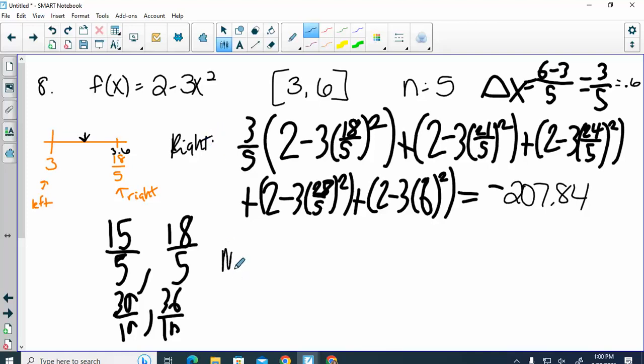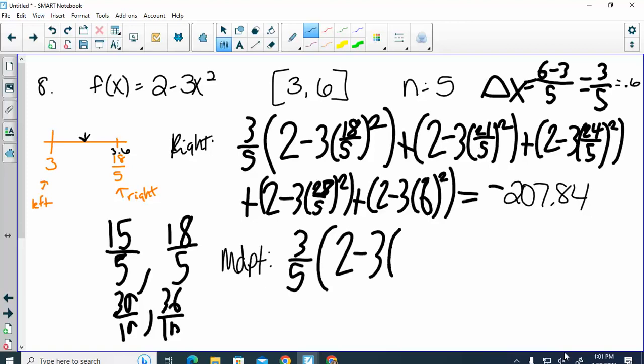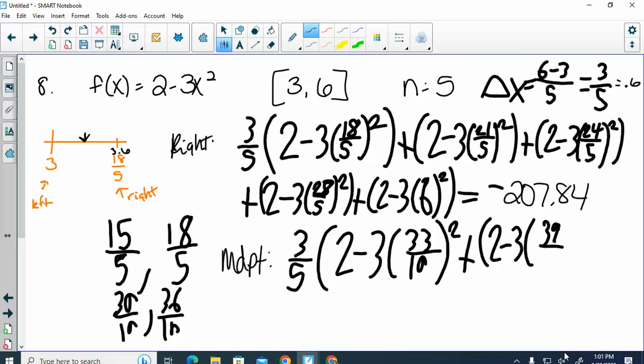So let's not actually calculate it, but let's write it out to make sure everybody knows how. So you do the 3/5 times the 2 minus 3 times, and we start with 33 over 10, or 3.3, squared plus 2 minus 3, and then you just go by the 3/5, which here would be 6/10 to make it easier, so 39 over 10 squared plus 2 minus 3.